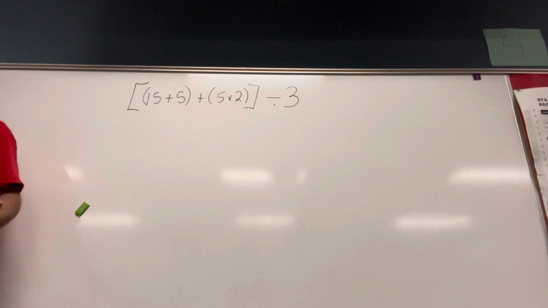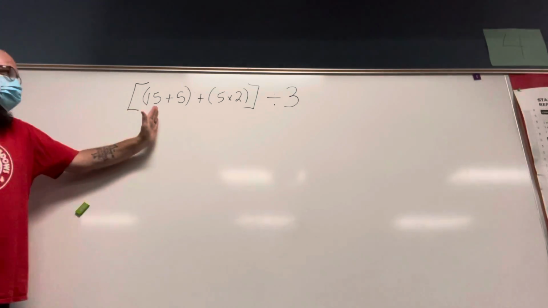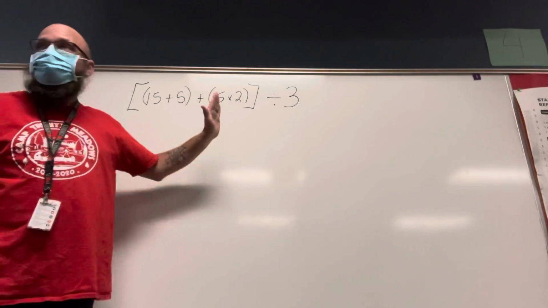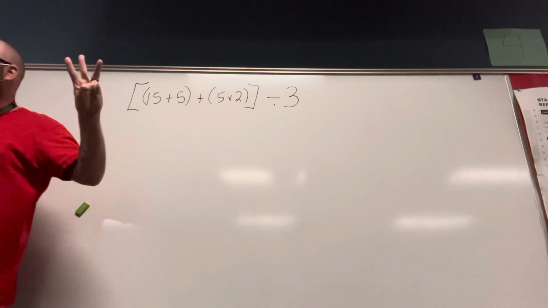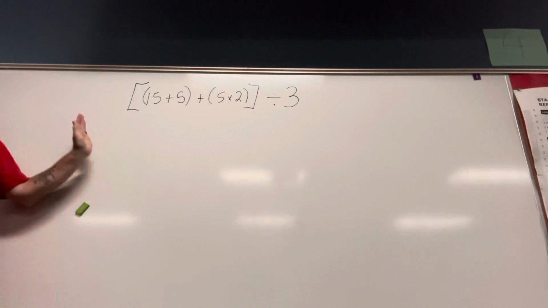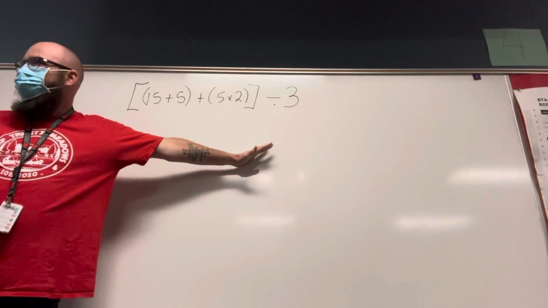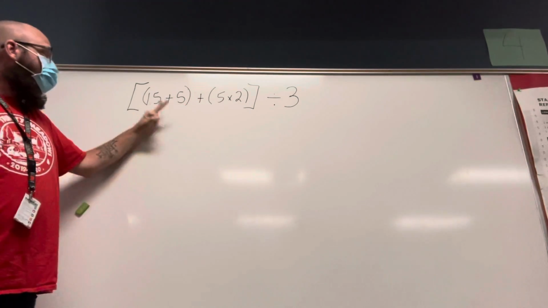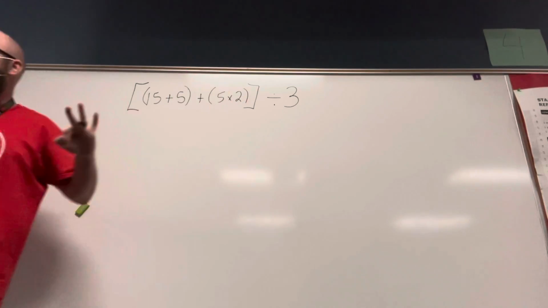How many operations, Braden, are inside the brackets? 3. Addition, addition, and multiplication. So we do 3 operations before we're done with the brackets. We got to add, we got to add, we got to multiply.